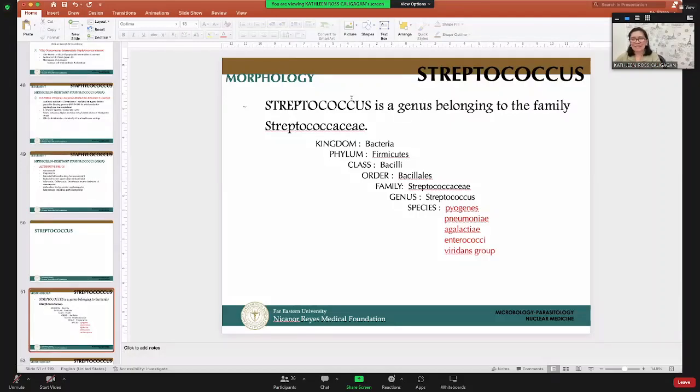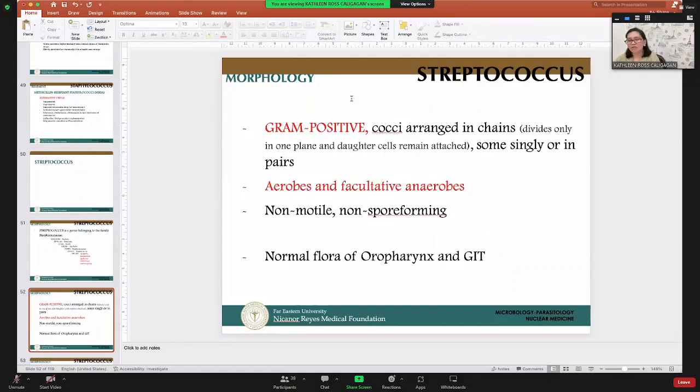Okay, belonging to the family Streptococcus, these are the more important species: Streptococcus pyogenes, Streptococcus pneumoniae, Streptococcus agalactiae, Enterococcus, and the viridans group. Morphologically, they are gram-positive cocci arranged in chains, some singly, some in pairs. Also, they are aerobic or facultative anaerobic, non-motile, non-spore forming, and part of the normal flora of the oropharynx and gastrointestinal tract.